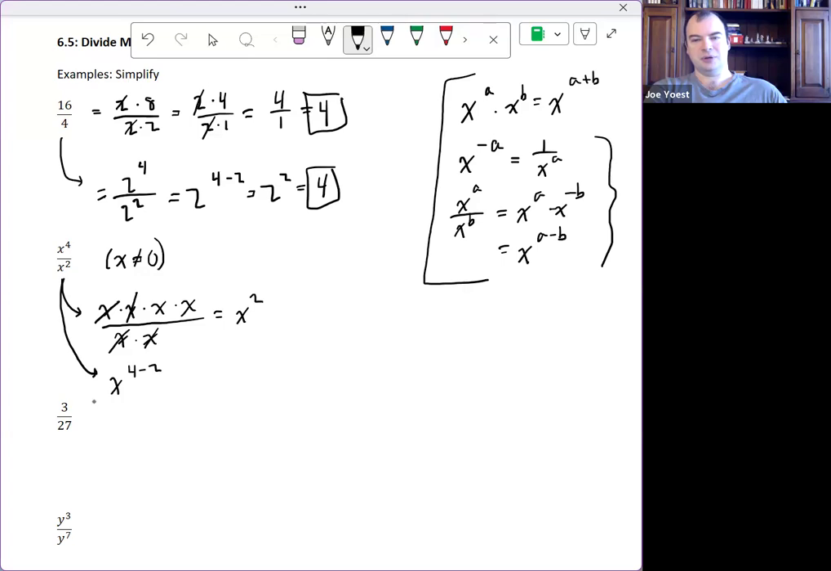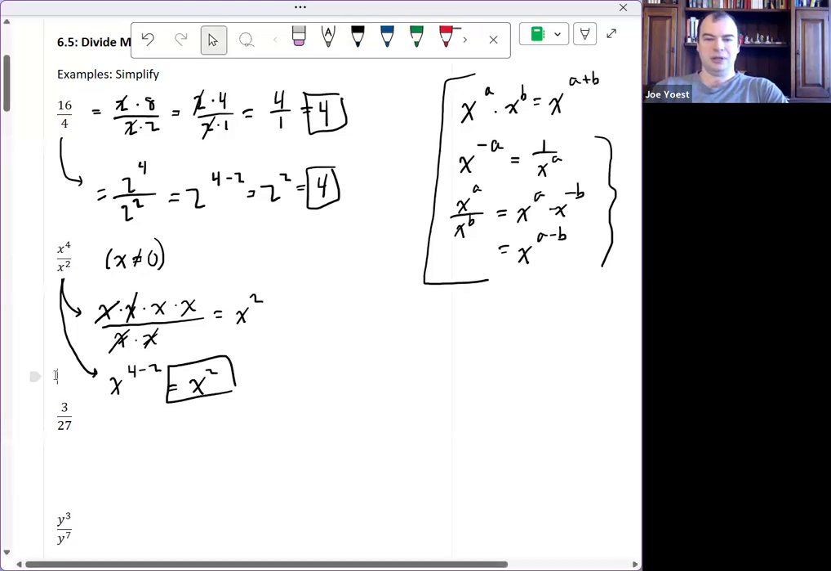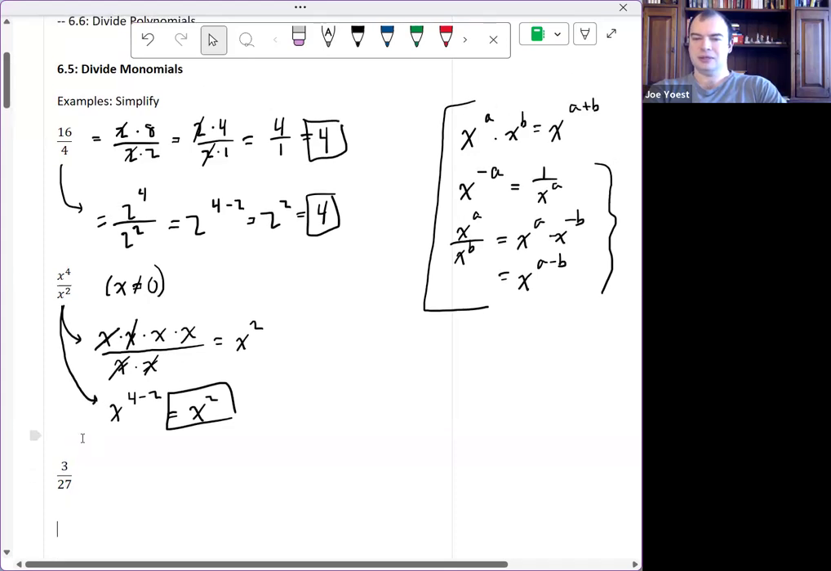But I could also use an exponent property, x to the 4 minus 2 or x to the second power, and get the same answer a little bit more quickly, a little more efficiently, probably a little less error prone. So I can make use of these exponent properties.